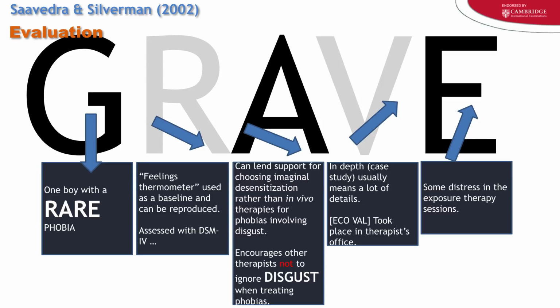Application may not seem too high because, again, not a lot of people have this, but again, you could apply it to other types of phobias. So in short, it could lend support for choosing imaginal desensitization over in vivo therapies for phobias that involve the feeling of disgust. Also, it encourages other therapists not to ignore disgust when treating or theorizing about phobias. So we're opening a door for a new possibility of another emotion besides fear involved in phobias.